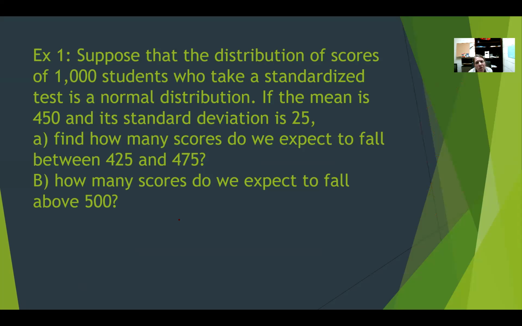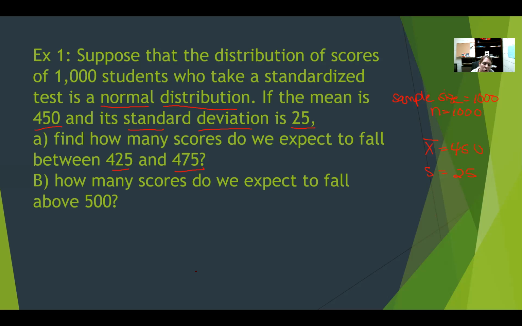All right, suppose that the distribution of scores of 1,000 students who take a standardized test is a normal distribution. So that tells you right there that it's going to be normal. Okay, we have a sample size of 1,000 students. So sample size equals 1,000 students. That's our N. Okay. If the mean is 450, so my X bar is 450, and my standard deviation is 25, S is 25, okay? Find how many scores we expect to fall between 425 and 475.